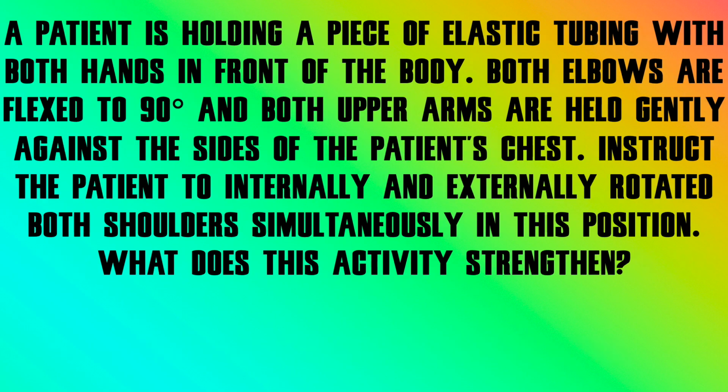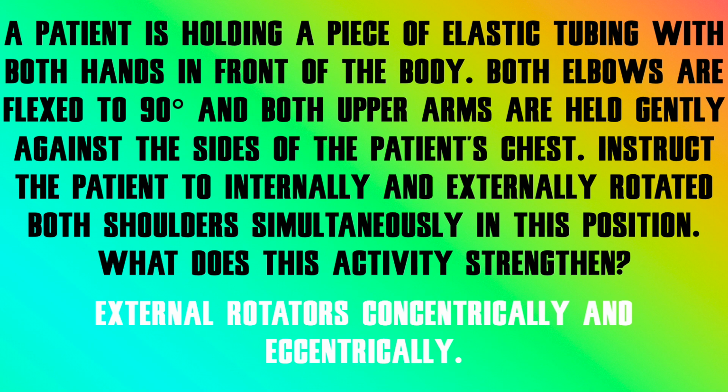A patient is holding a piece of elastic tubing with both hands in front of the body. Both elbows are flexed to 90 degrees and both upper arms are held gently against the sides of the patient's chest. Instruct the patient to internally and externally rotate both shoulders simultaneously in this position. What does this activity strengthen? The answer is external rotators concentrically and eccentrically.